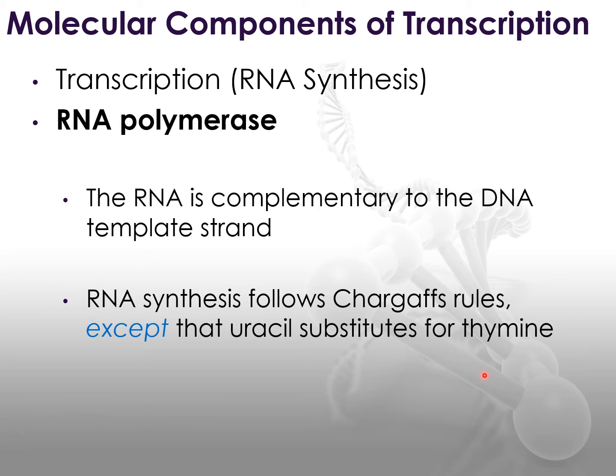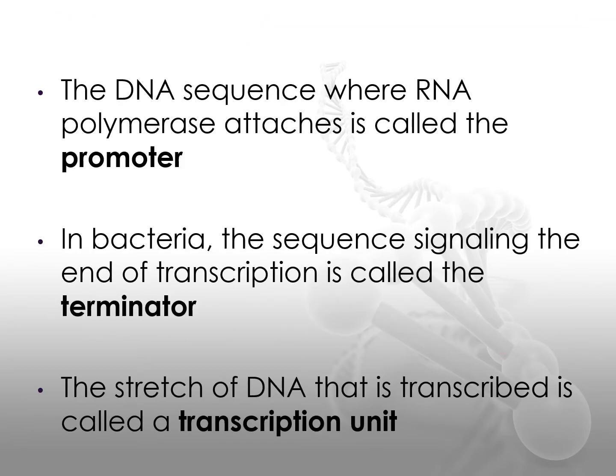So RNA synthesis follows Chargaff's rules, except remember RNA has uracil instead of thymine. So whenever a thymine must be incorporated when it's complementary to adenine, a uracil is added instead. Now, the DNA sequence where the RNA polymerase attaches is called the promoter. So the promoter is a region on the DNA where RNA polymerase attaches to.